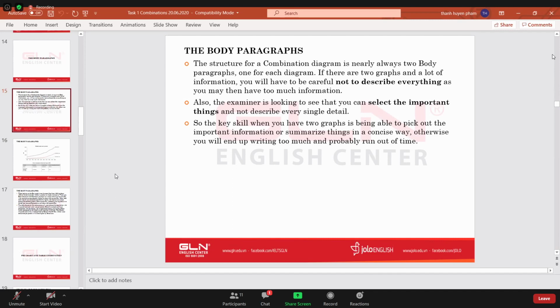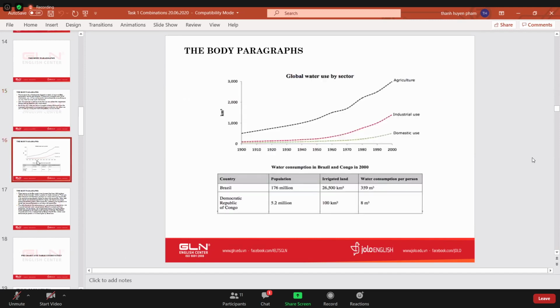So the key skill when you have 2 graphs is being able to pick out the important information or summarize things in a concise way. Otherwise, you will end up writing too much and probably run out of time. So let's go back to the diagram. So we've clearly got to, in the first paragraph, describe the line graph.